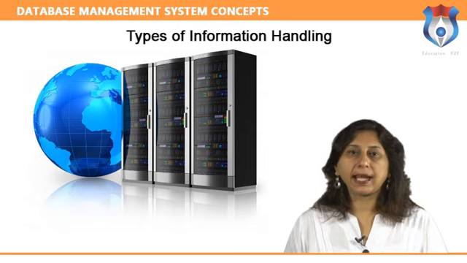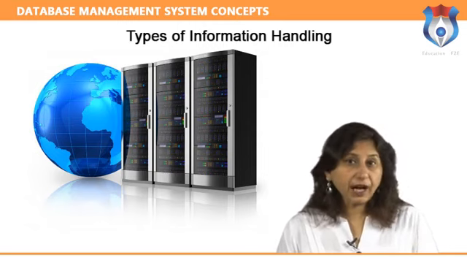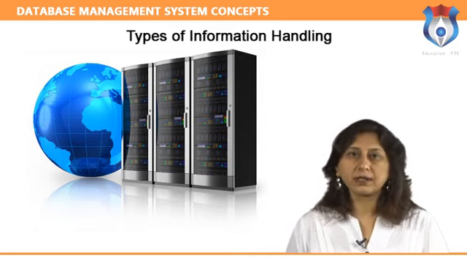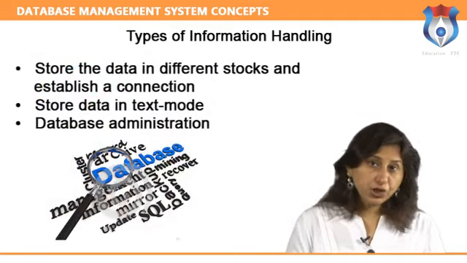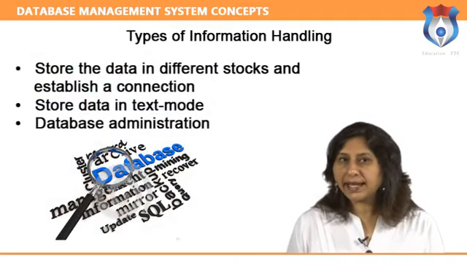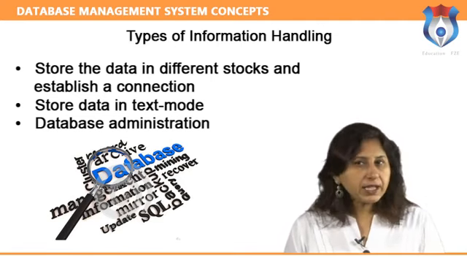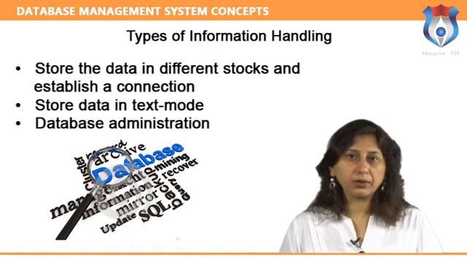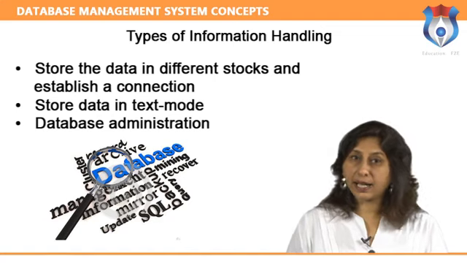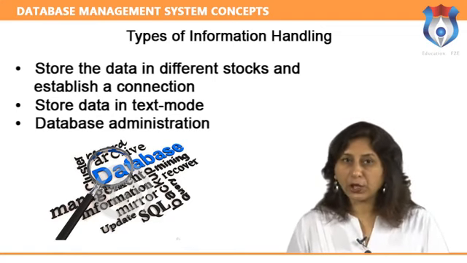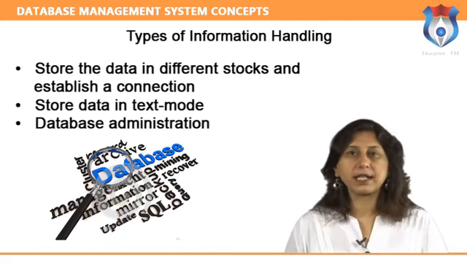Types of information handling. A database is a collection of the different phenomena that we are interested in, in an organized unit. Now let me tell you what the types of information handling are. We can store our data in different stocks and establish a connection between them with the help of a program. We can store our data in text mode also. This is the formulation of knowledge in a text-like way instead of a data-like form. We call the tool itself a text manager, and the text managing system is a database.